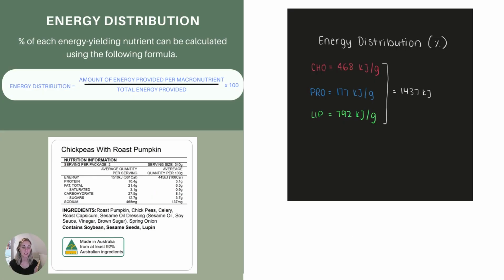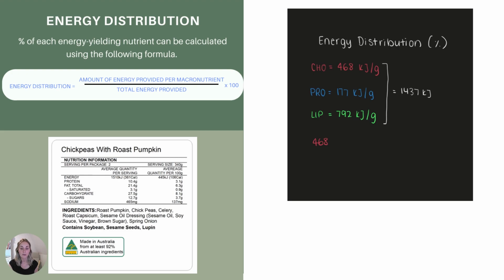Okay, so now we're going to be looking at the energy distribution. I have a video that is linked below as well that specifically goes through how to calculate the energy distribution using examples, but I'm just going to run through the formula now with you. So for energy distribution, basically we're turning it into a percentage of each energy-giving nutrient in a serving of food. So you need to know the amount of energy provided per macronutrient. So for example, carbohydrates provide us with 468 from the chickpeas with roast pumpkin example. And the total energy, which is all 3 macronutrients added up together, is 1,437.